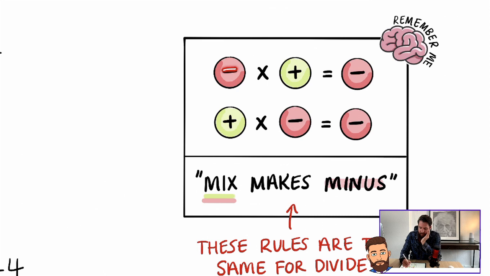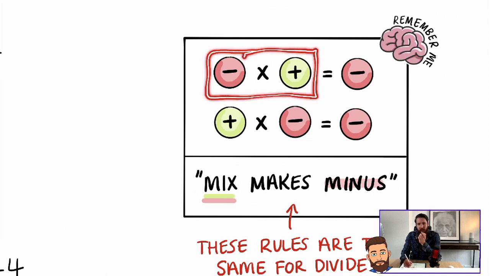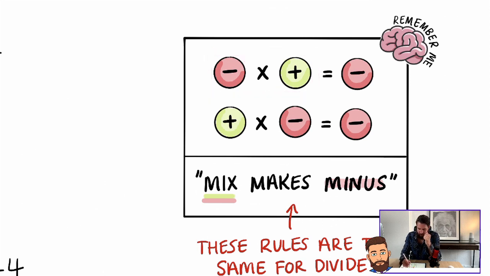If I've got a negative number multiplied by a positive number, that will always give me a negative, because this is a mix. It's a mix of signs. You've got one negative and one positive. If you have a mix of signs, a mix makes a minus. So negative times by a positive is a negative. And exactly the same vice versa. If you have a positive multiplied by a negative, you are always going to get a negative. Mix makes a minus. If you can remember that, multiplying and dividing these negative numbers will be so much clearer.